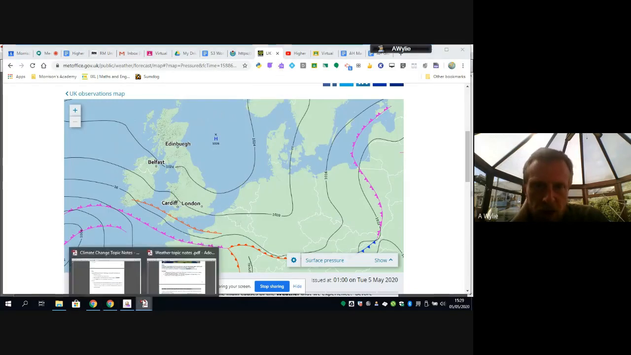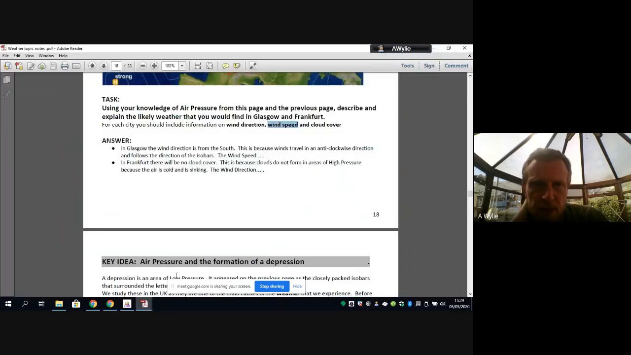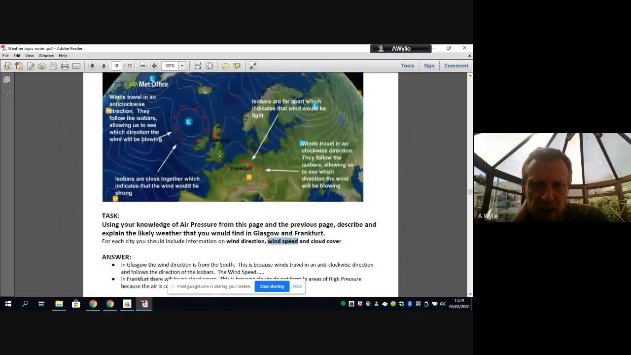If I look at your task for this week, we have a look at Glasgow and Frankfurt. You can see the isobars are close together in Glasgow, and in Frankfurt, they're much further apart. So that should help you decide on wind speed comparisons between the two. In wind direction, well, Frankfurt is in high pressure, so we know wind is going clockwise. I've even got some wee arrows to help you remember that. And Glasgow is in low pressure, and therefore wind is traveling anti-clockwise following these isobars.